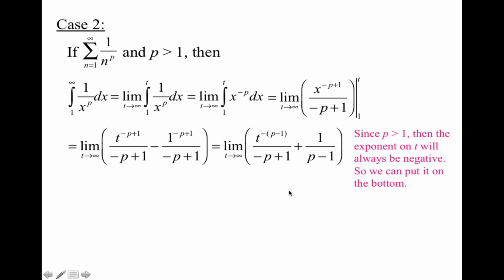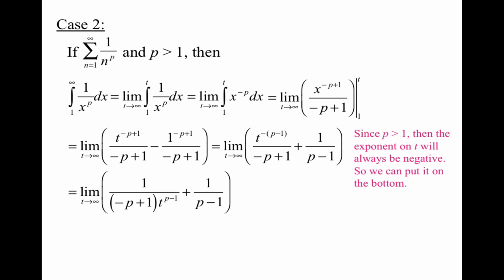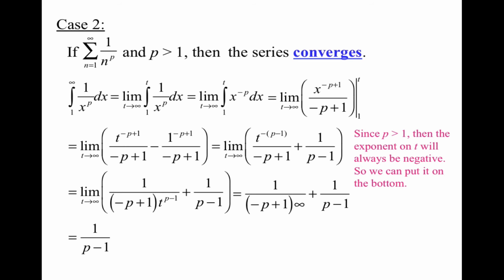And since I know that p is greater than 1, then the exponent on t will always be negative because of this multiple negative 1 out here. So therefore, I can move this negative exponent down to the bottom to get the following. Now when I go ahead and evaluate the limit as t approaches infinity, I'm going to get that this piece right here will be infinity because it's the only one with t. So therefore, making this fraction go to 0. So I am left with 1 over p minus 1. And since p is always greater than 1, I have a finite number. So therefore, this integral converges. So therefore, the series converges.